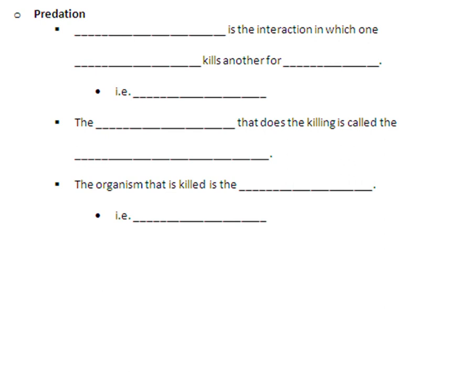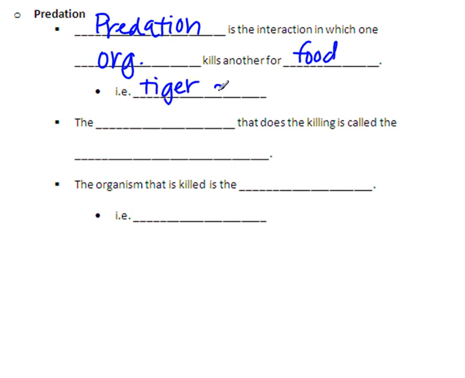The next type of interaction is predation. Predation is the interaction in which one organism kills another for food. An example would be a tiger shark. A tiger shark would be a great example of a predator. The organism that does the killing is called the predator.